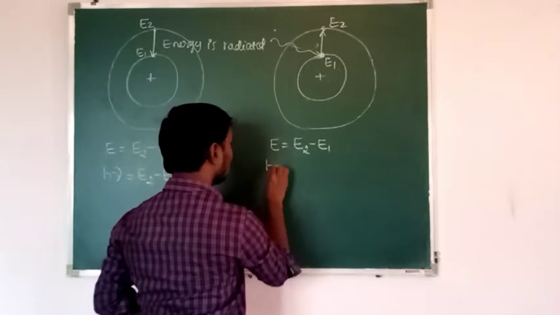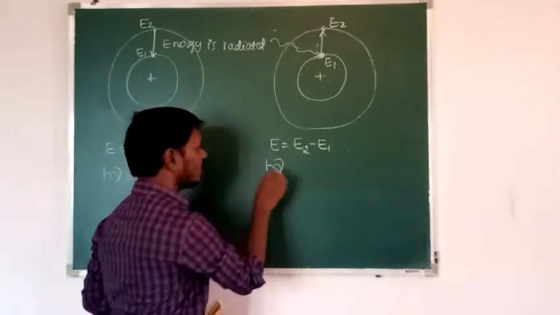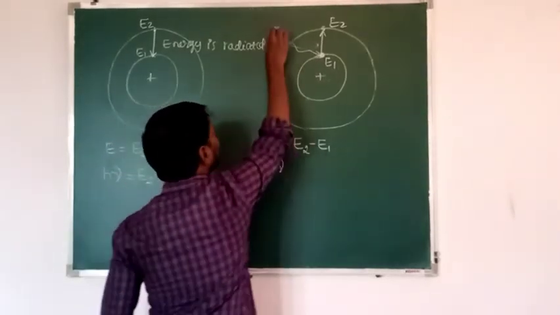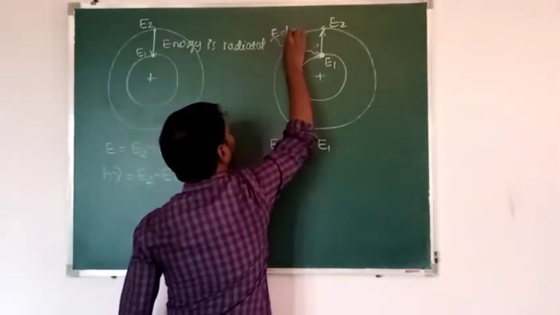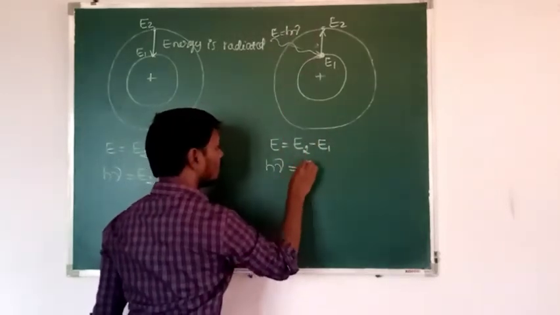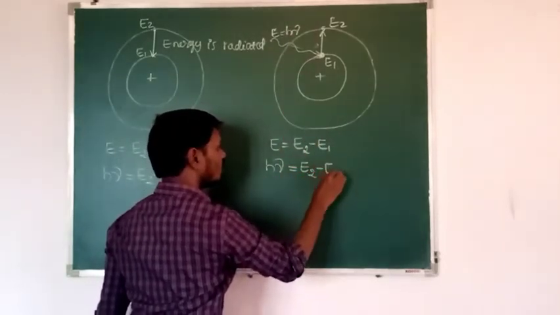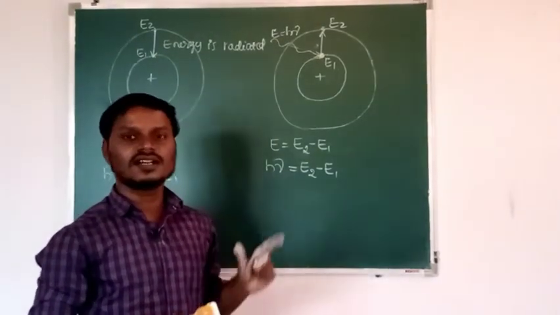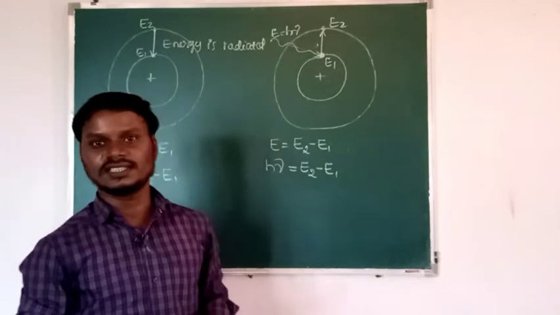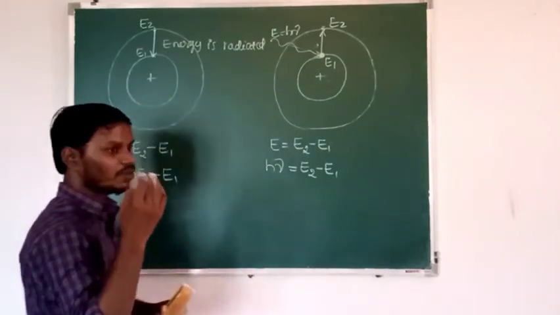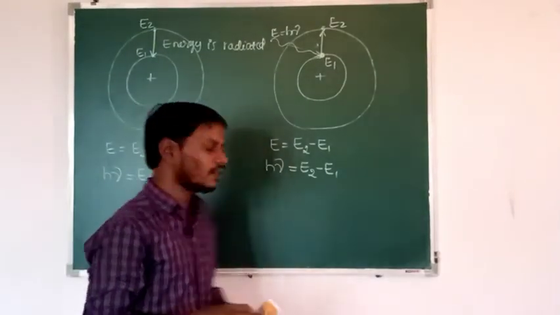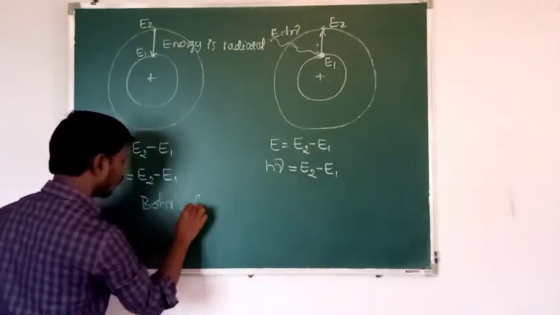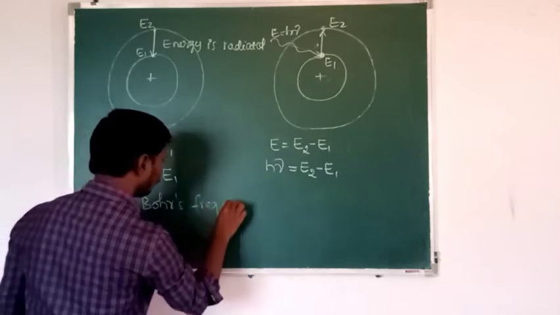Okay, then the energy absorbed by the electron is equal to h into nu, because it is the energy of the incident radiation, that is E equal to h into nu, which is equal to E2 minus E1. So this is about the fourth postulate, and it is also called Bohr's frequency condition. This fourth postulate of Bohr's atom is called Bohr's frequency condition.